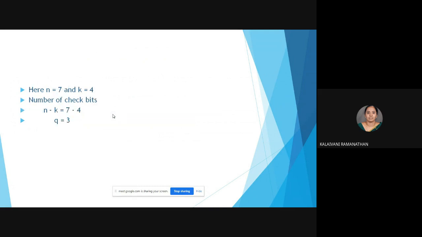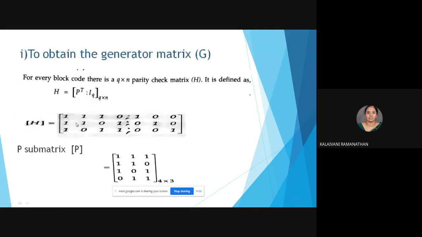Now let us note down the values of N and K, that is, the number of total bits and the number of message bits. Since it is given that it is a (7, 4) block code, N is equal to 7 and K is equal to 4. Therefore, the number of check bits is N minus K, 7 minus 4, equal to Q equal to 3 bits. So totally there will be 3 check bits.